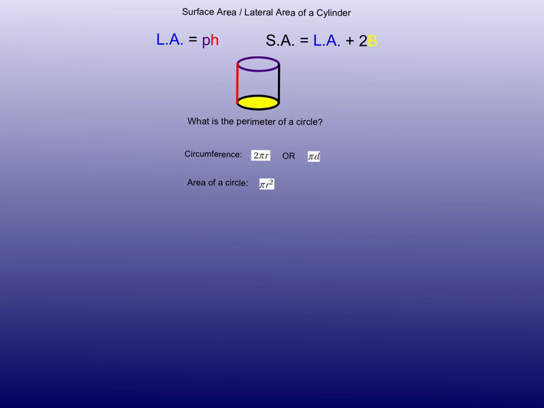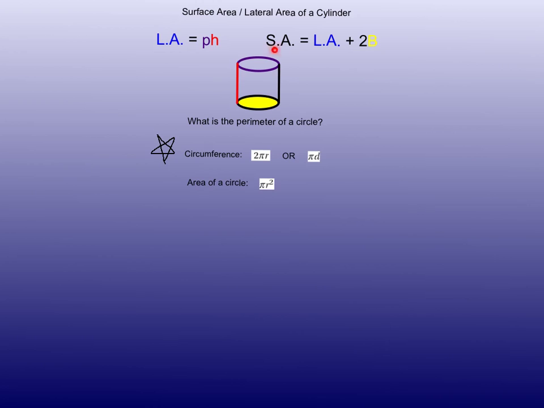Now, to use the lateral area formula for a cylinder, remember lateral area is equal to the product of the perimeter of the bases times the height. Well, height shouldn't be difficult to determine, but perimeter of the bases, our bases here are going to be circles. So when you talk about the perimeter of the circle, you're really talking about the circumference of a circle. So circumference of a circle is found by either 2 pi r or just by pi times diameter.